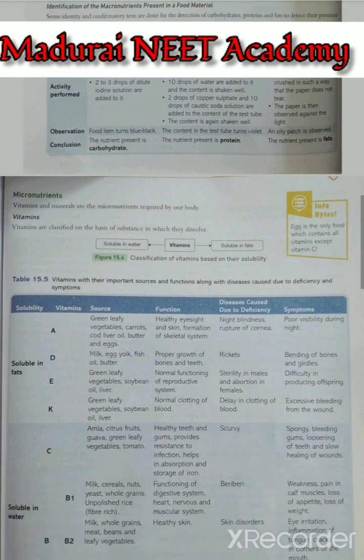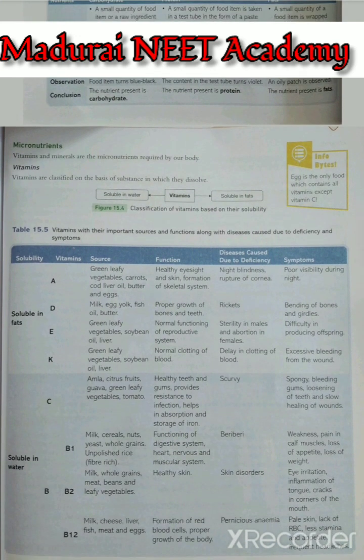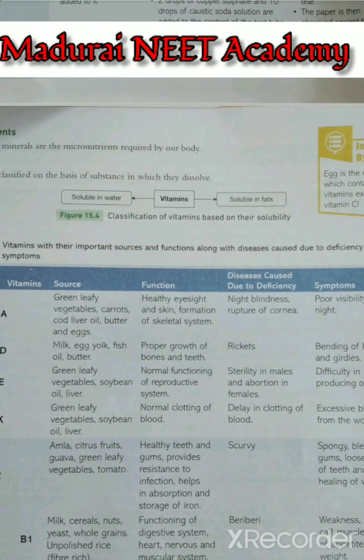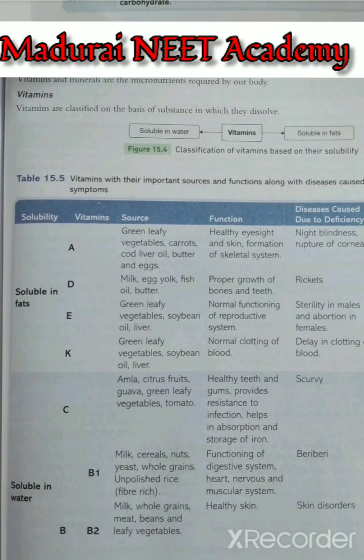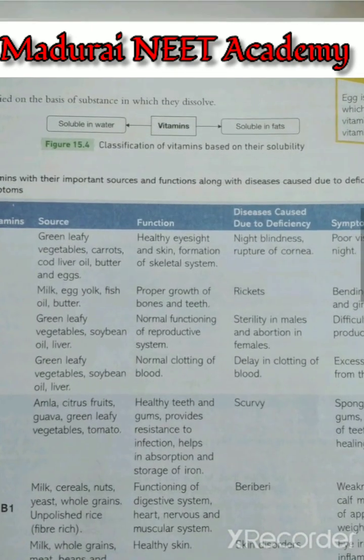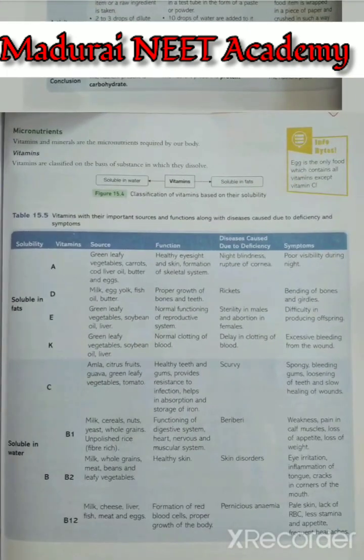Okay, now we will see about the vitamins, that is the micronutrients. We have two kinds of vitamins: one is fat soluble and another one is water soluble. The fat soluble vitamins include vitamins A, D, E and K, and the water soluble vitamins are B and C. Vitamins are very essential for developing our immune system. This we have already discussed.